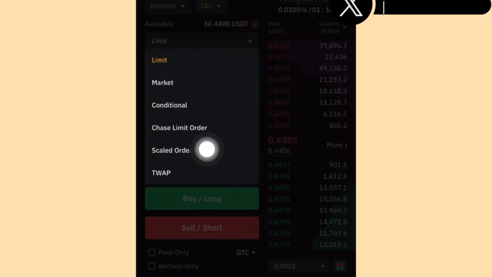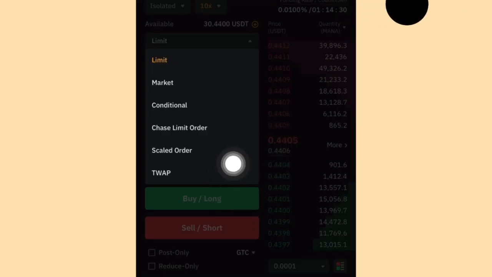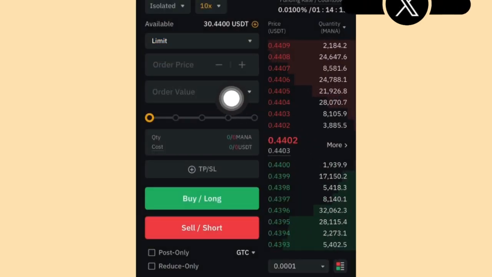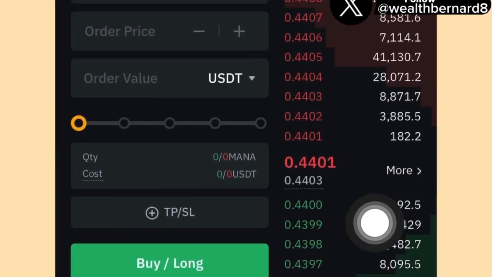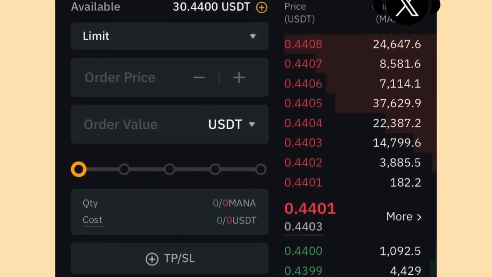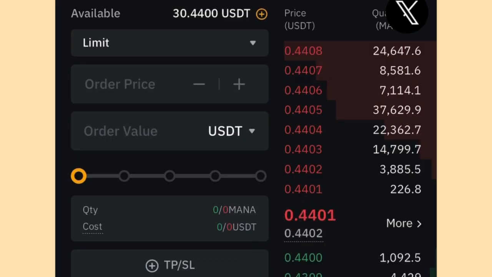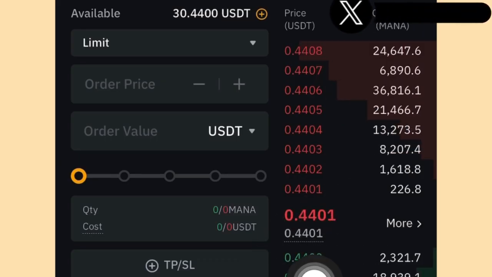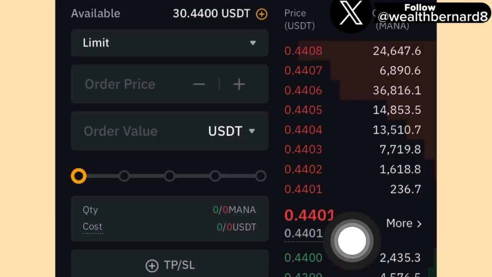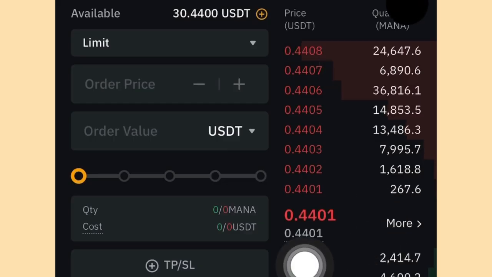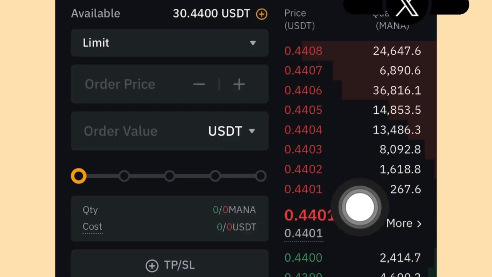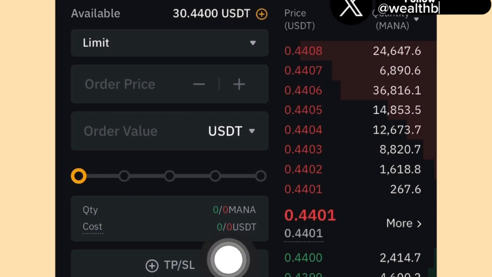For limit, it means you're telling Bybit that you want to enter at a particular token price on your own. So what does that mean? Let's say you're seeing that MANA USDT is trading at 0.4402. Limit will help you enter this trade at either 0.401 or 0.402 or 0.430. So you're entering the trade at your own price. You're not entering at the market price, and that's what market is all about.